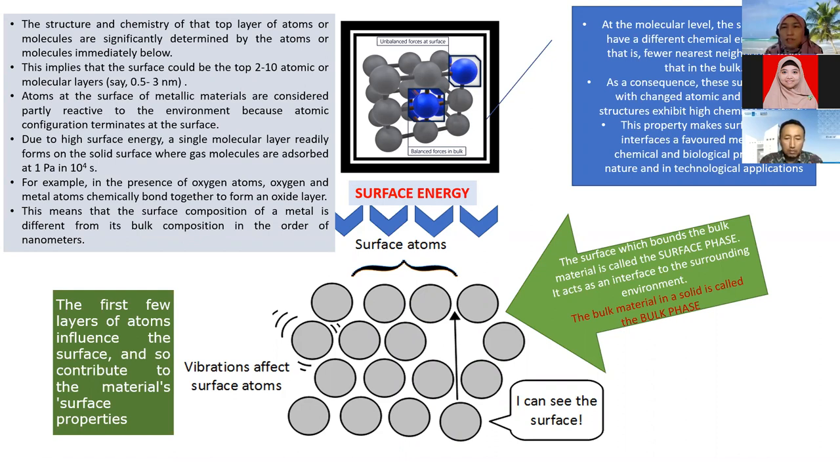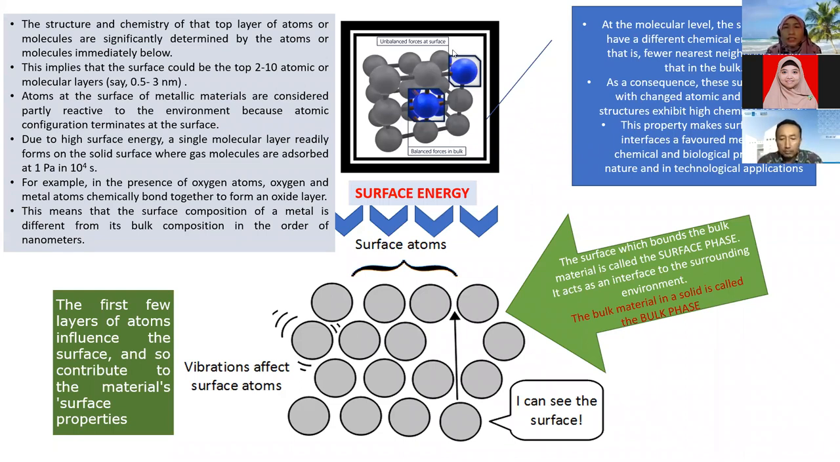At the molecular level, the surface atom has a different chemical environment. This is what I told you just now. This is the surface atom. You can see this atom has only 1, 2, 3 friends, but this atom has so many around him, and it is very lucky because it's balanced. He has everything, but not this one. As a consequence, the surface atom with changed atomic and electronic structure exhibits high chemical reactivity.